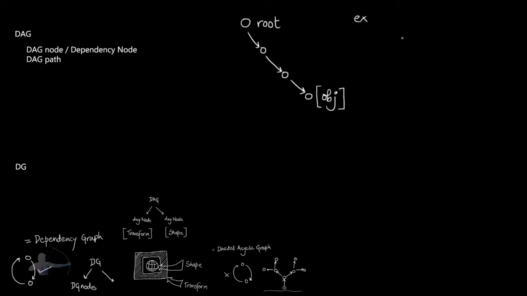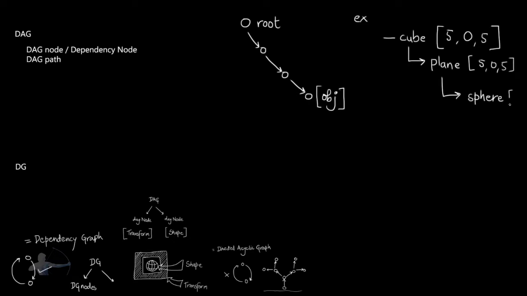For example, if there is a cube, polycube, which is a parent of polyplane, which is a parent of sphere. And for Maya to determine the world space location of this sphere, it would have to have the complete DAG path. And the reason why is because if the cube is translated to x, y, and z, 5x, 0y, and 5z, and this is translated at 5, 0, 5 again. This is translated as 1, 1, 1. So this 1, 1, 1 is not enough to find out the location of the sphere in the world space.